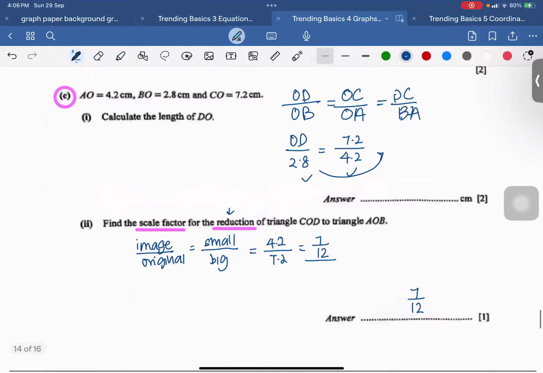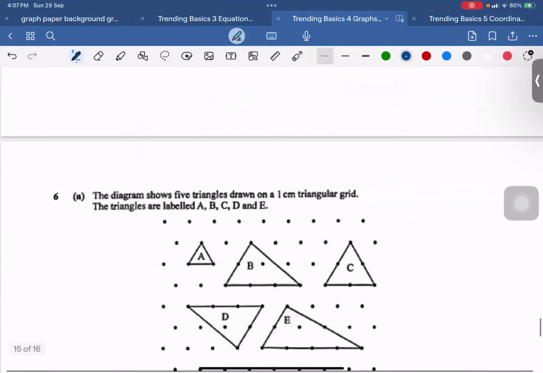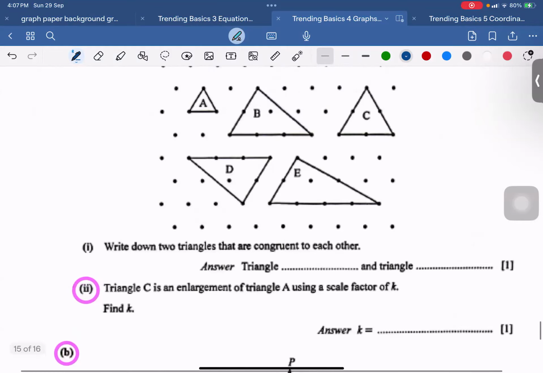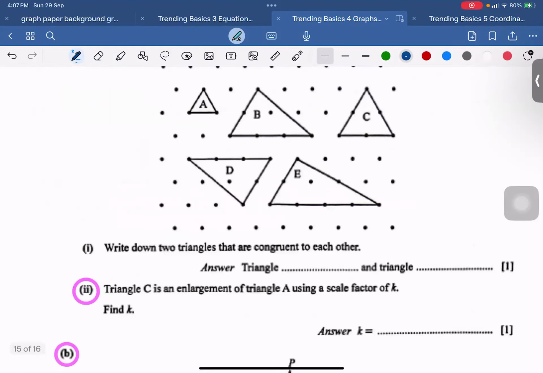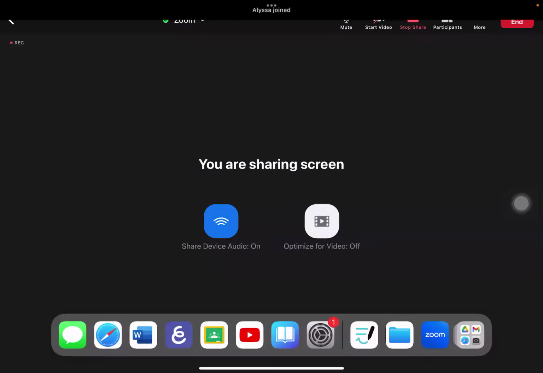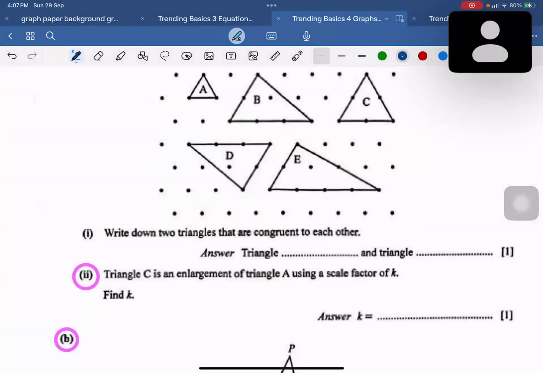Next one, scale factor, image over original. Is it an enlargement or is it a reduction? If it's an enlargement, then you go big over small. If it's a reduction, it's small over big. So in this case, triangle C is an enlargement of triangle A using a scale factor. Again, scale factor, image over original.